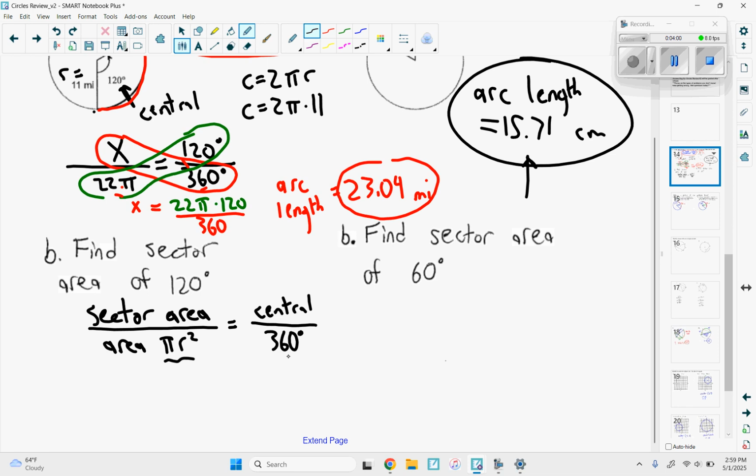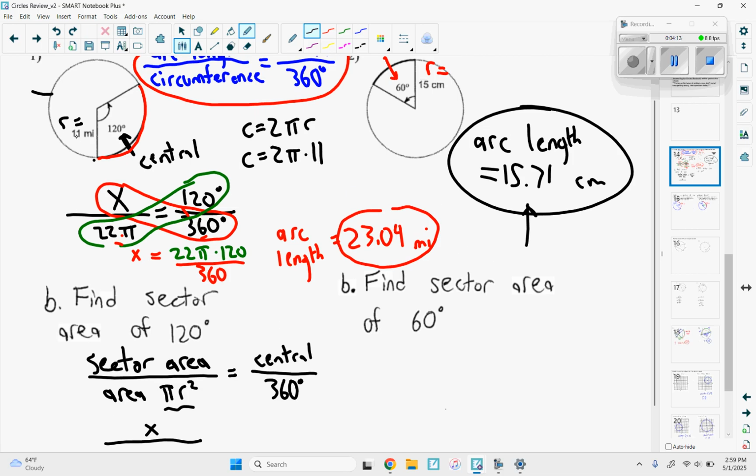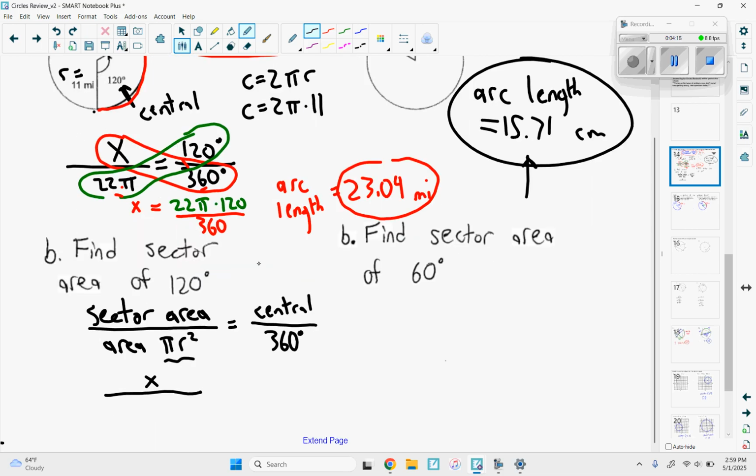All right, so we're going to set this one up pretty much the same. We're trying to find sector area. I'm going to put that as my x. For this problem, radius is 11. And so area equals pi r squared. In this case, that's area equals pi times 11 squared. So 11 squared makes 121. We have 121 pi on the bottom. Our central angle is still 120 degrees out of 360.